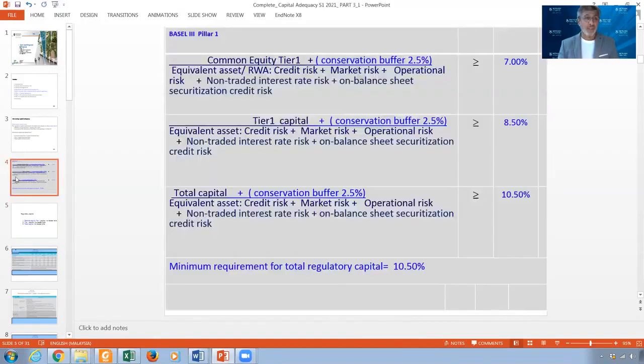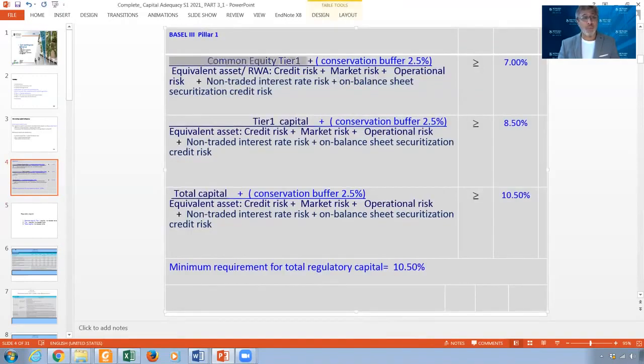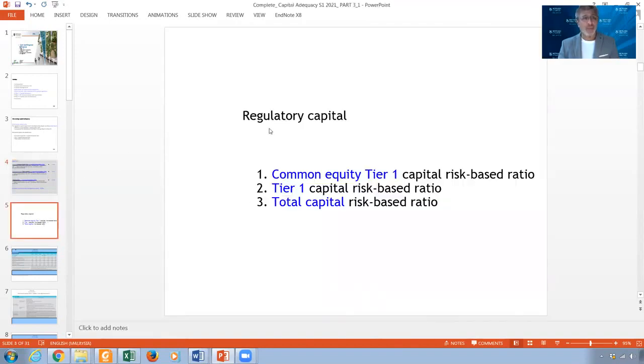Now, as you can see, this is the whole formula we are going to work with. We need to identify which one is this one. We need to work first with the numerator, and then work with the denominator one by one. Let's start with the numerator, which is the equity. Now, the regulatory capital, as I told you, 1, 2, 3. So we have the common equity, tier 1, and the total capital.